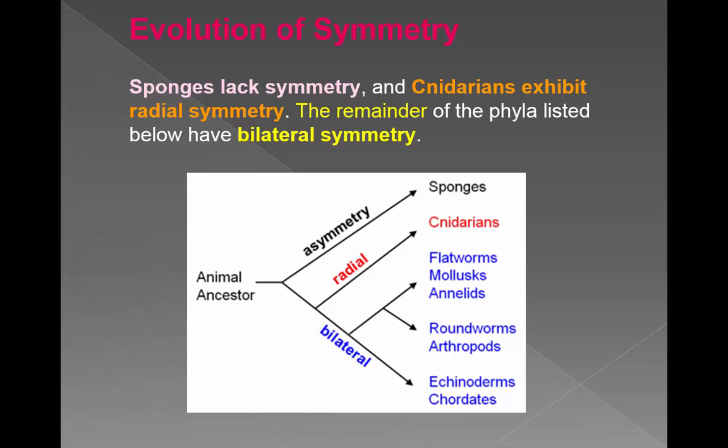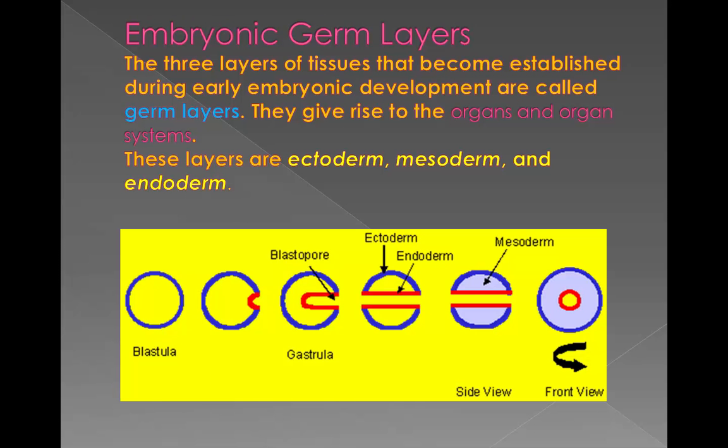Now, the way that symmetry evolved, sponges don't have any, they're asymmetrical. And then the cnidarians have radial symmetry, and all the rest of them, flatworms, mollusks, annelids, roundworms, arthropods, echinoderms, and all chordates have bilateral symmetry.